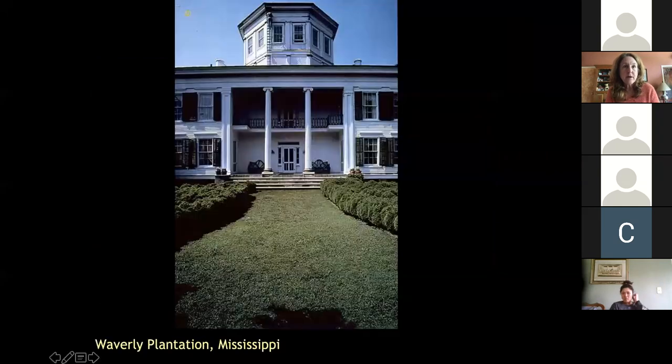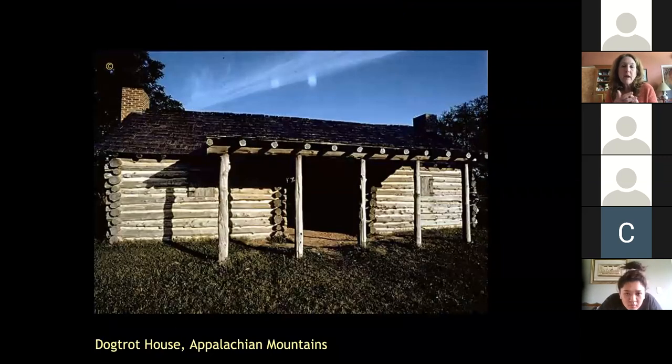There we go. So here's another example, the Waverly Plantation in Mississippi. What you see here is this really large central atrium where the air is going to gather and then be ventilated out the top. Another traditional form in the US for the hot and humid regions is the dog trot house.